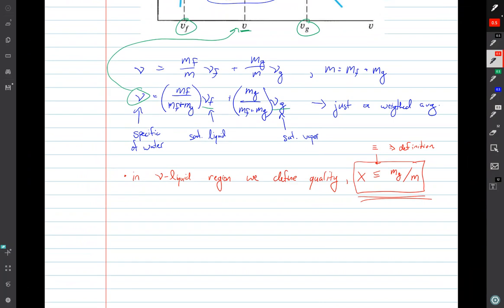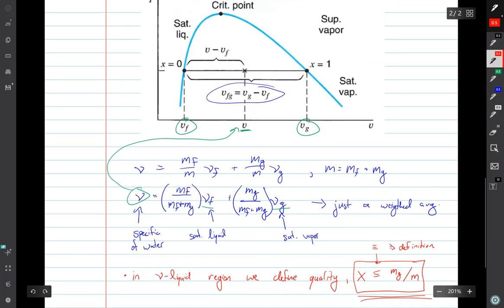Okay, so the quality is the mass fraction of the gas phase. So a quality of 0.2 means that 20% of our material, 20% by mass, is in the gas phase. A quality of 0.8 means that 80% is in the gas phase. A quality of 2 doesn't mean anything. So quality goes from 0 to 1. It can't be negative. It can't be greater than 1. It only goes from 0 to 1.